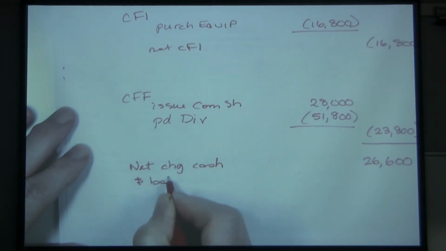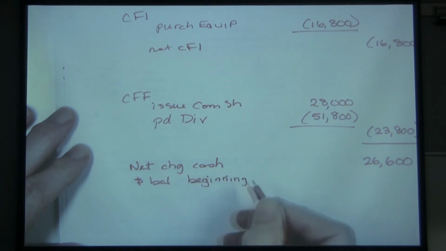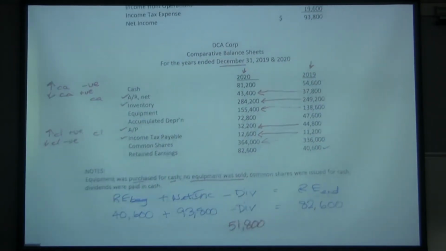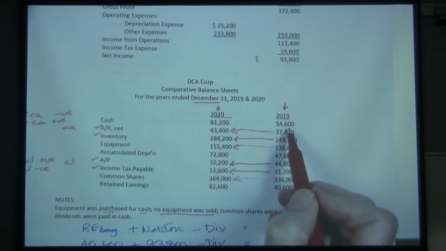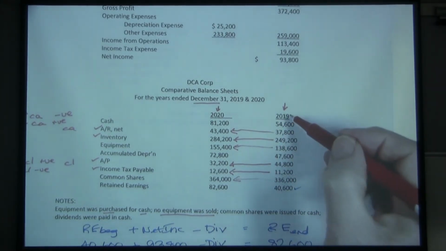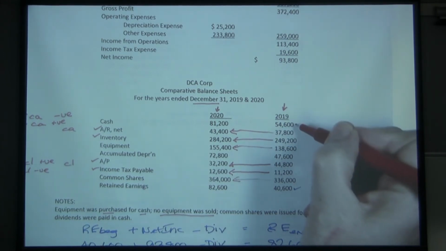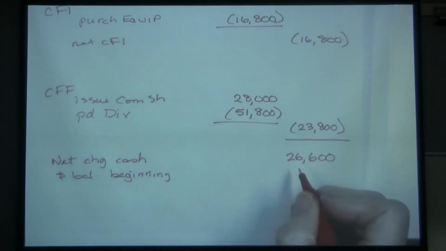Okay, the next line is cash balance at the beginning. Or you can write January 1st. So to find that, we go back to our comparative balance sheet. There's our beginning cash balance, 54,600. Because we're dealing with 2020. This is the end balance for 2019, which is the same as the beginning balance for 2020.